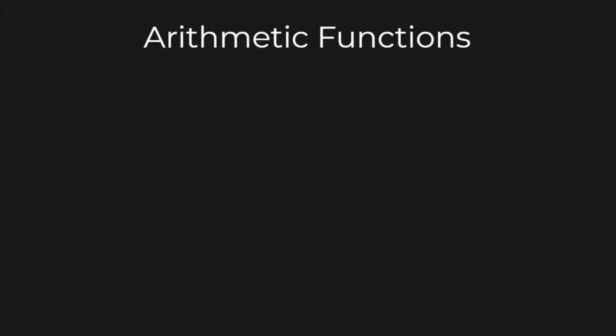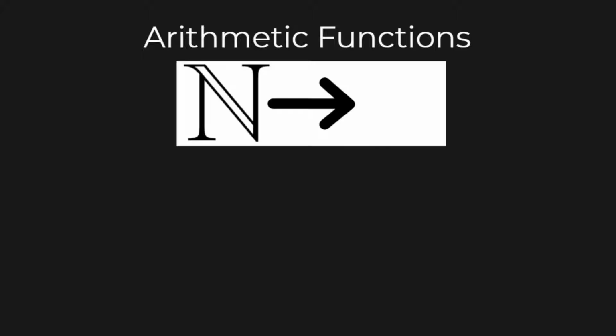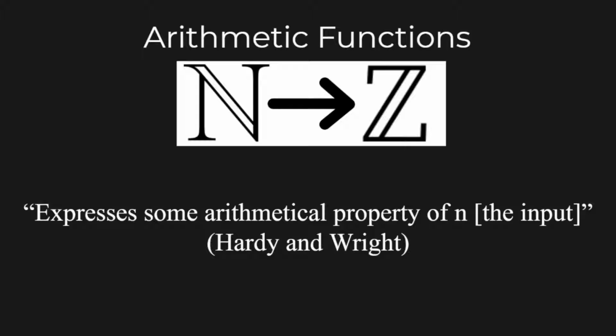An arithmetic function is any function with domain naturals. The codomain is usually real numbers, but sometimes it's complex numbers. All of the functions we talk about in this video have codomain integers. According to Hardy and Wright, an arithmetic function also expresses some arithmetical property of the input.